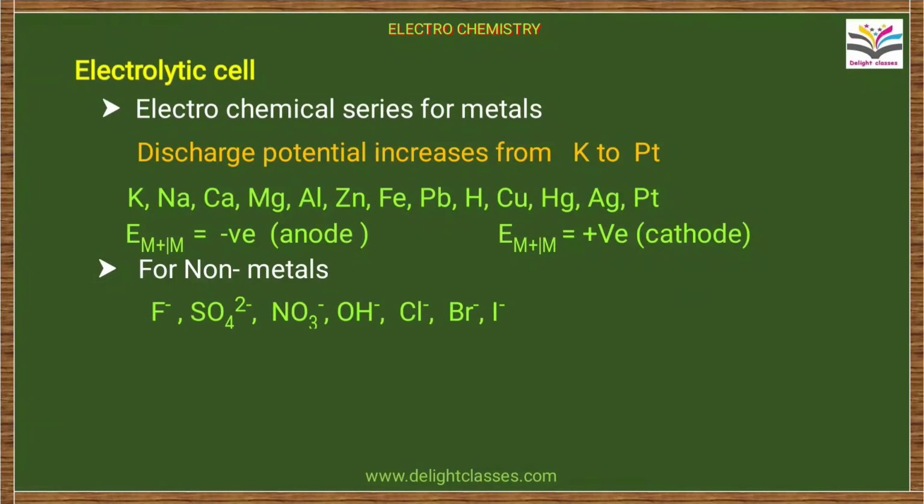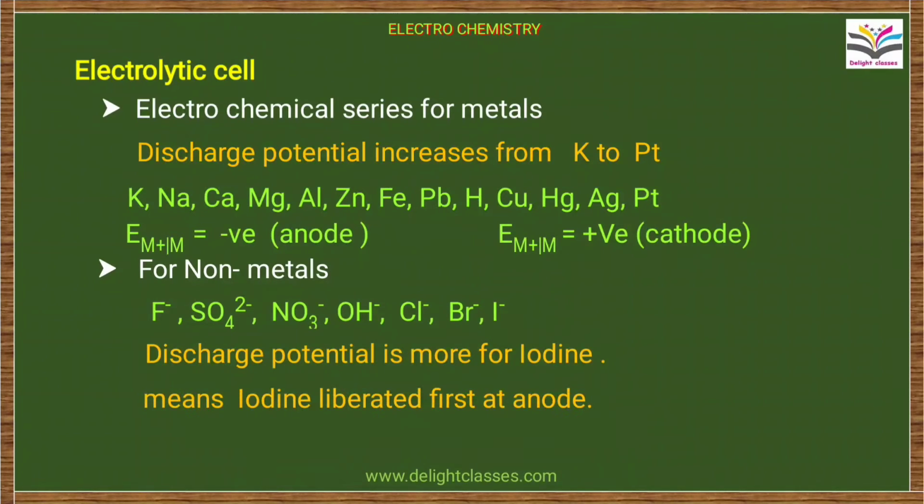For non-metals: F minus, SO4 2 minus, NO3 minus, OH minus, Cl minus, Br minus, I minus. Discharge potential is more for iodine, which means iodine is liberated first at the anode. Note, 4OH minus gives 2H2O plus O2 plus 4 electrons.